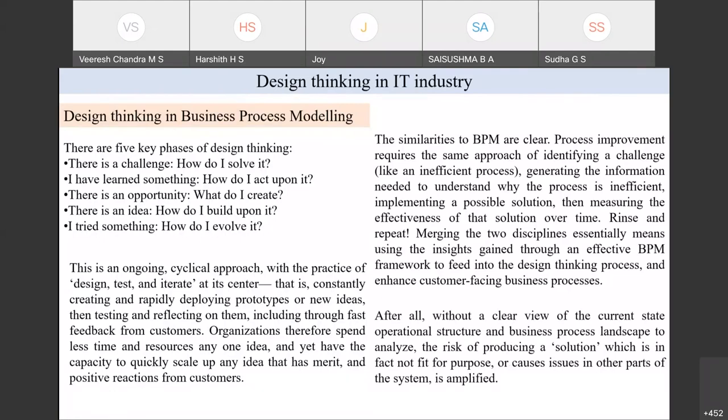When we consider a complete business or an industry, how exactly the processes are happening. If we do not know exactly what is happening in that process, we cannot say this is the exact solution for it. If at all we say this is the exact solution, we are risking the well-being of this industry. It will not fit the purpose, of course, and it will cause issues in other parts of the system also.